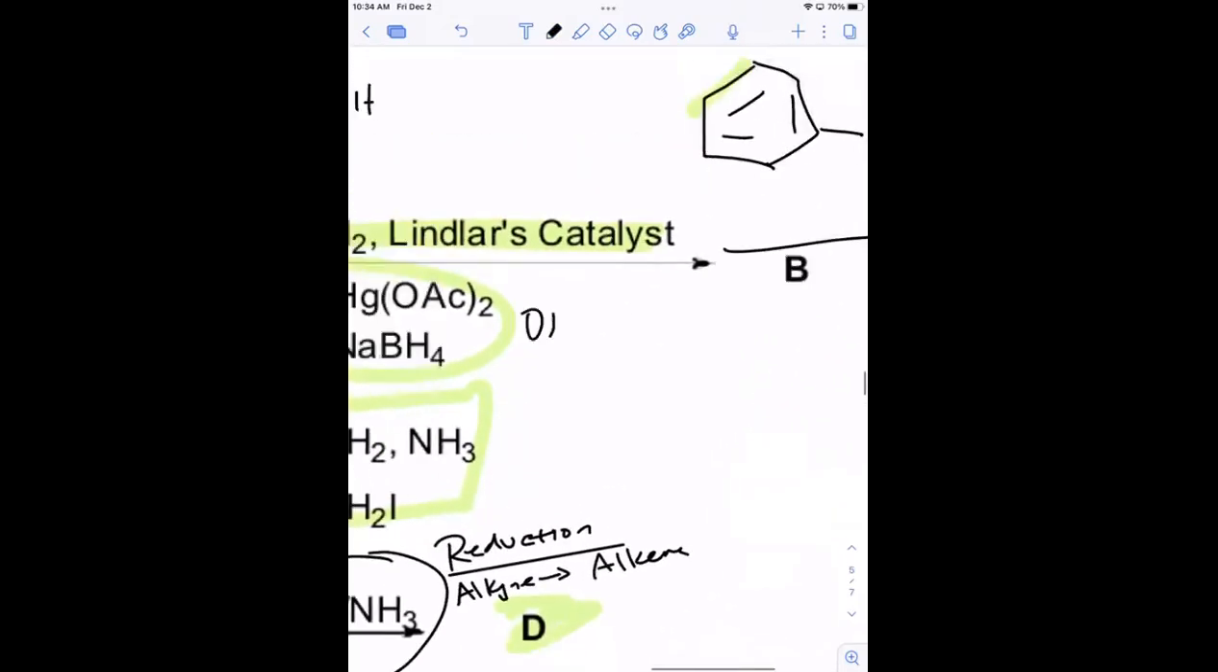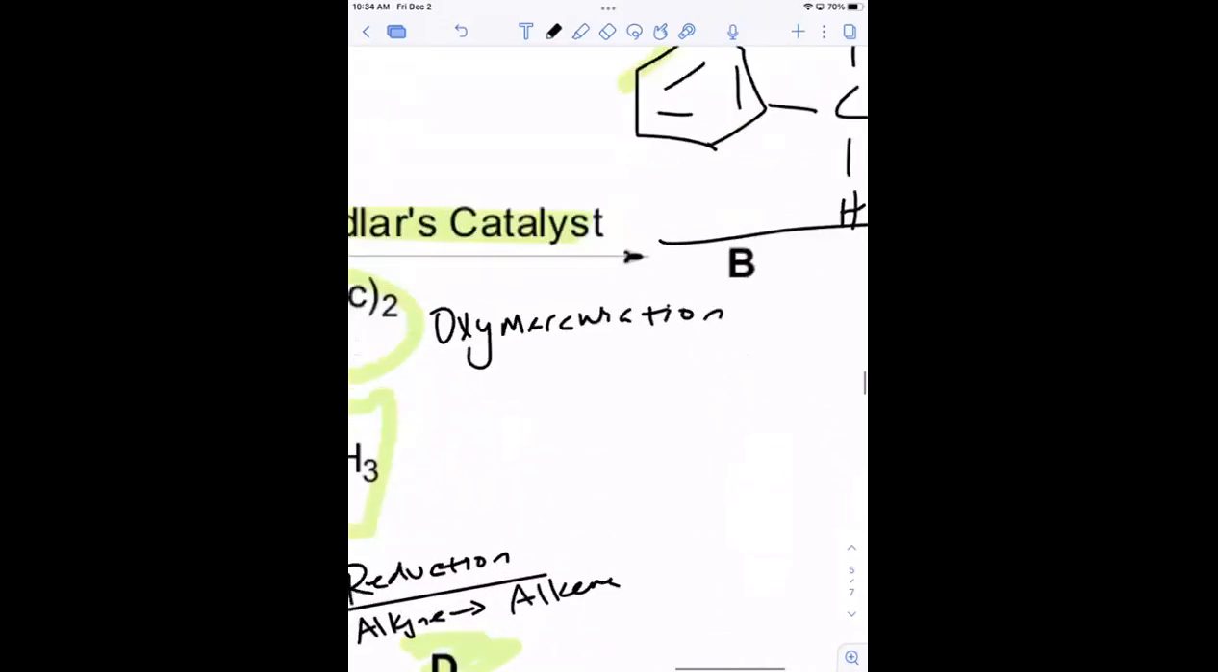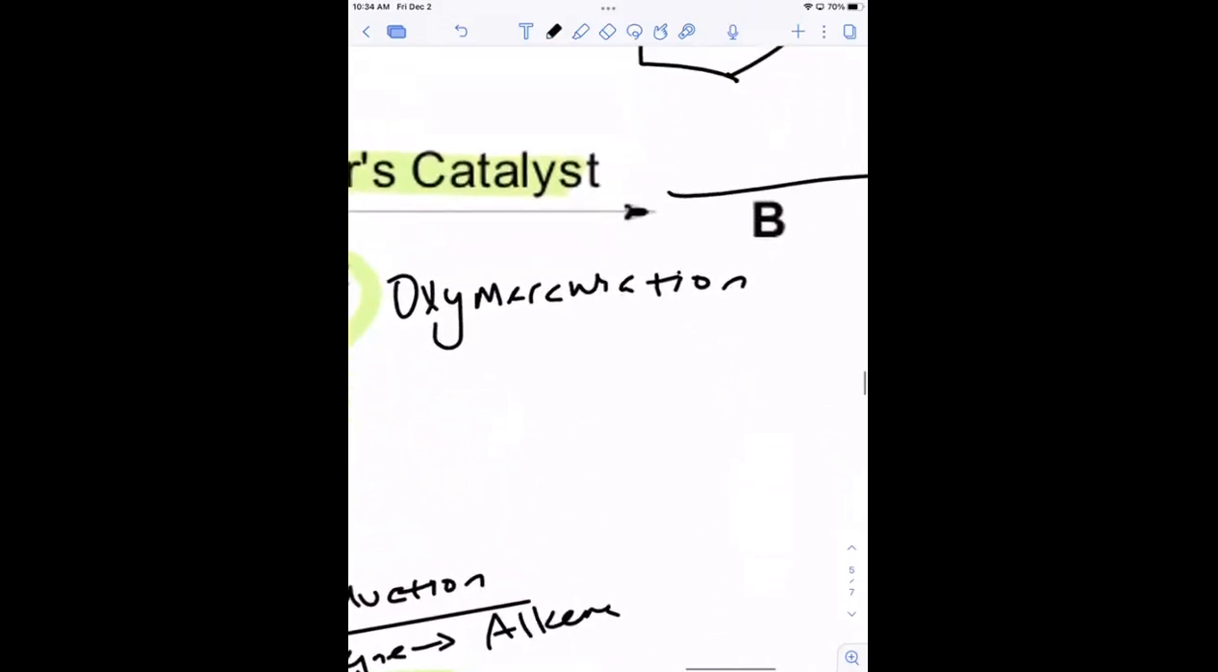So what is the result of steps 2 and 3? These kind of go together, right? Because this is oxymercuration. What does that do to alkenes?